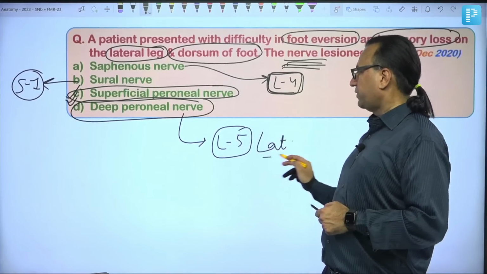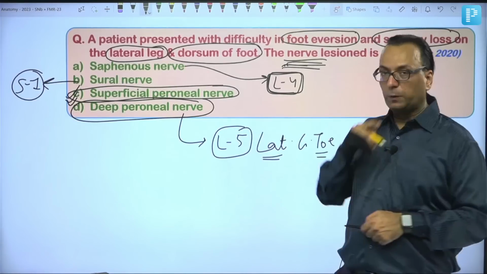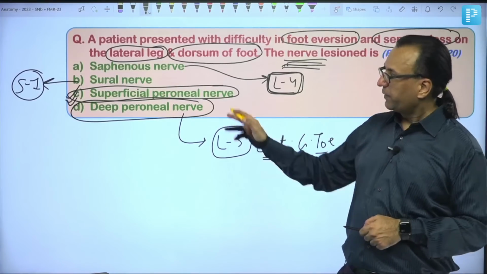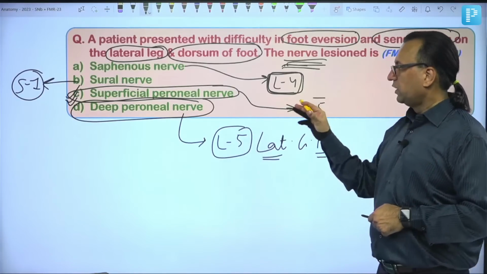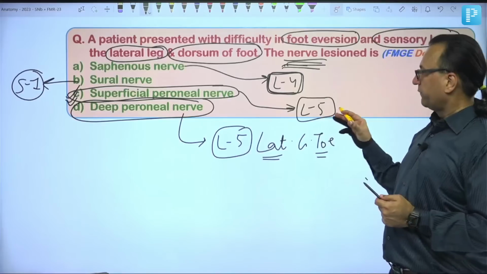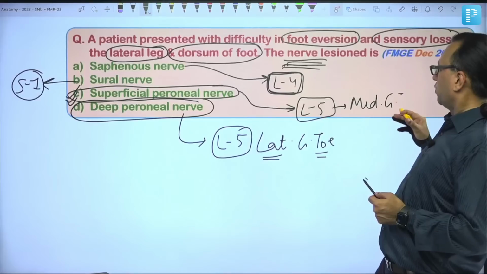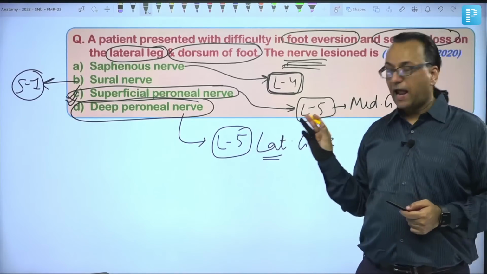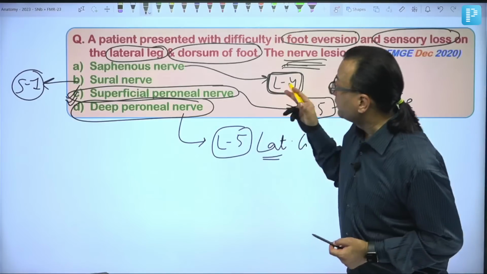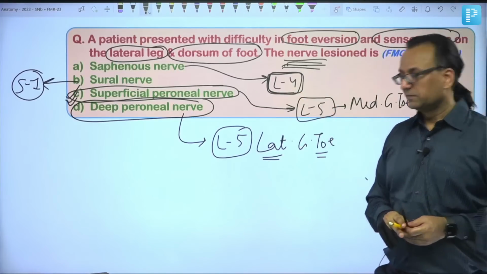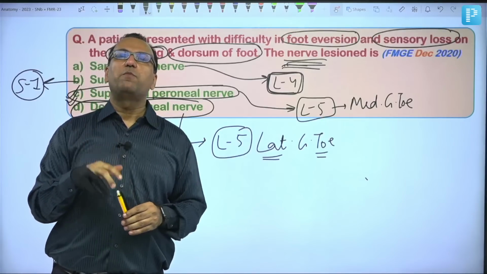If it supplies the lateral great toe, then who will supply the medial great toe? The medial great toe is supplied by the superficial peroneal nerve. Root value is L5 only, because the great toe is L5 only, but it will supply the medial great toe. And the great toe is not supplied by the saphenous nerve. Okay. So my point is, minimize your mistakes.